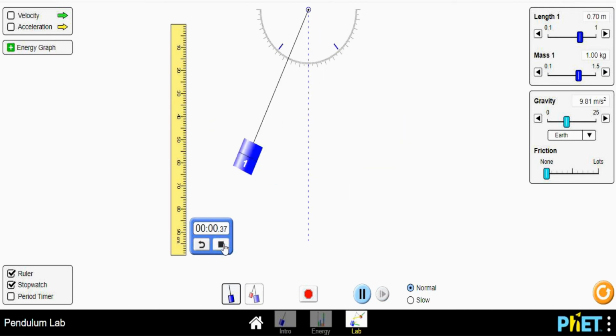Start. 1, 2, 3, 4, 5. Enough. Let's do it for 5 oscillations, okay? For 5 oscillations, the time is 8 seconds. Then in 1 second, how much does it take? Same amplitude. 1 second. How many oscillations does it take?